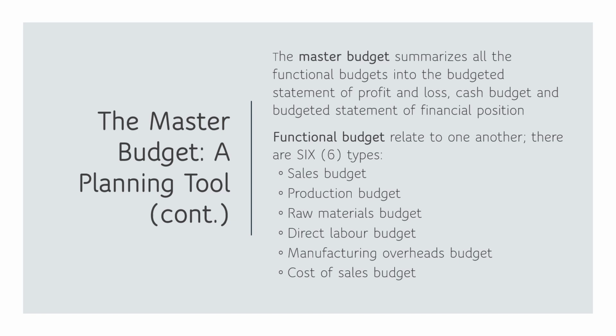And then the second one is the production budget. So the production budget is your production plan. Based on the sales budget, it outlines how many units need to be produced to meet the sales demand.